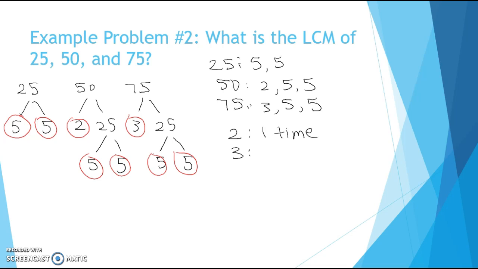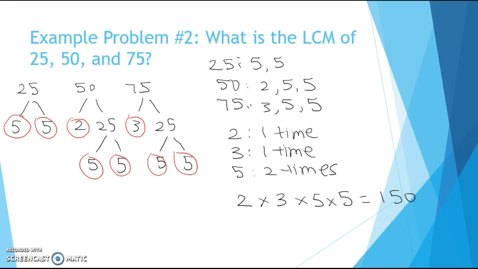Now for number 3, it only occurs once, so we're going to write 1 time next to it. For 5, the most times it occurs is 2 times, so we're going to write 2 times next to it. Now we're multiplying the prime factors together, the greatest number of times it occurs. So, 2 times 3 times 5 times 5 equals 150. The answer for what is the LCM of 25, 50, and 75 is 150.